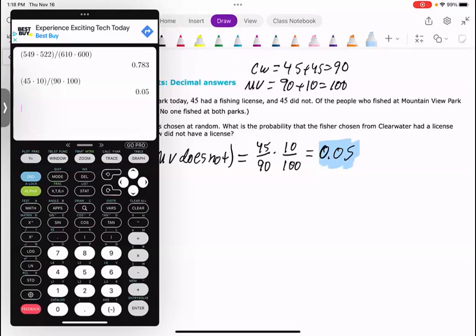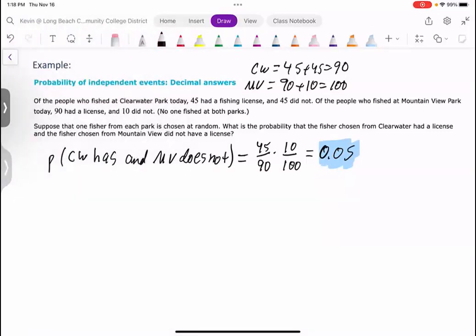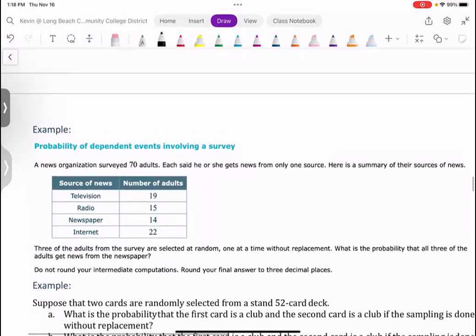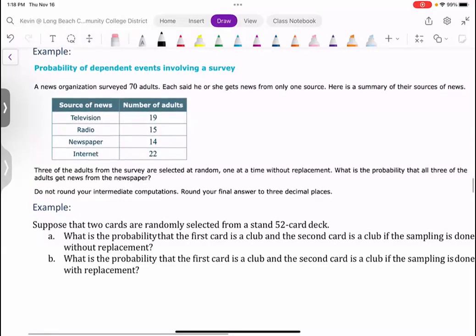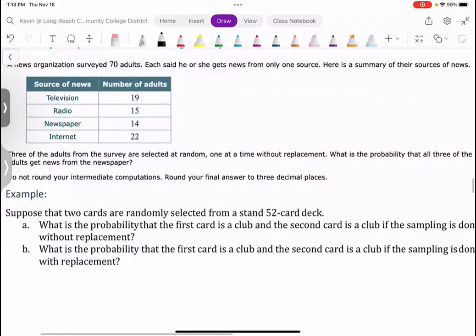All right, moving on. A news organization surveyed 70 adults. Each said he or she gets news from only one source. And here's a summary of the sources of news: television, radio, newspaper, and internet. I'm sure those numbers are different today, but part A says, oh, there's not a part A, sorry.